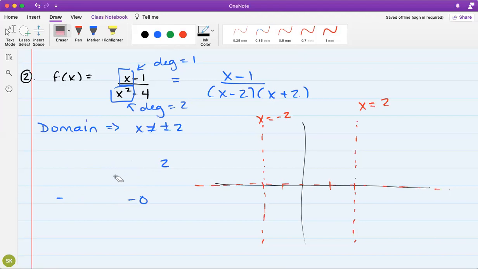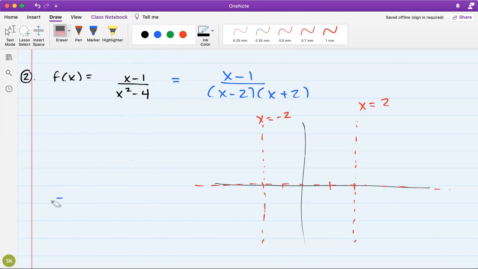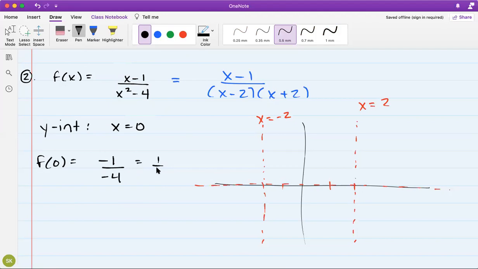Now the next thing that we want to do is find some intercepts. That's going to help us draw this graph. So let's start with the y-intercept, I think it's always the easiest to find. The y-intercept is where we plug in x is equal to 0. So if you do that, f of 0 is equal to -1 over -4, which is 1/4. So we have the point (0, 1/4). Let's put a dot there. We just really need to get an estimate here. So let's say that's the point. This is like 1, let's say.